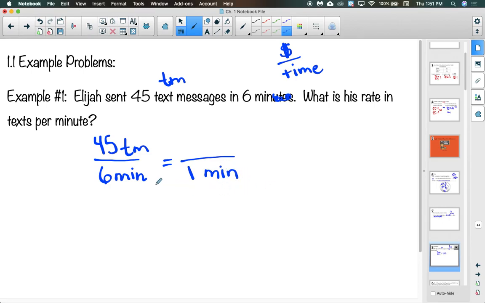And the fastest way to do that is to simply take whatever number is in the denominator and divide by that number. So I'm going to divide by 6. And if I want to keep the ratio equivalent, now I have to divide the numerator by 6 as well. 6 divided by 6 is 1. And 45 divided by 6 is 7 5/10.